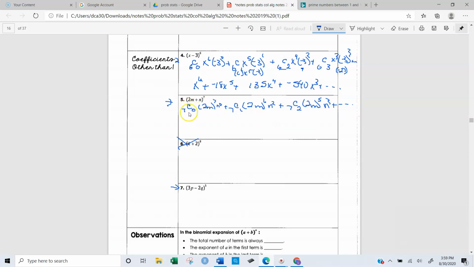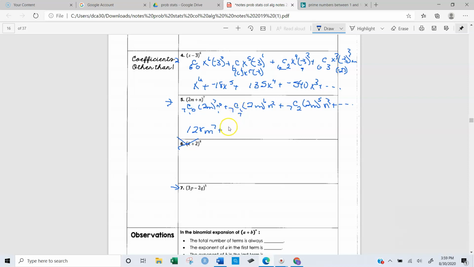So 7 choose 0 is 1, times 1, and this is 2 to the 7th. And 2 to the 7th is 128. So you have 128 m to the 7th. Plus, now we have 7 choose 1. Well, that's 7. N still n, but 2 to the 6, that's 64 times your 7.